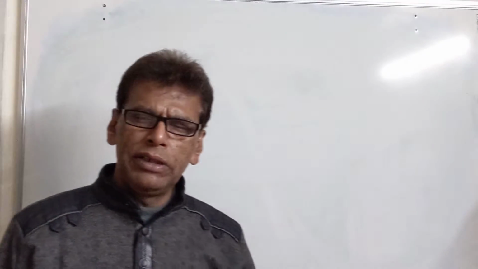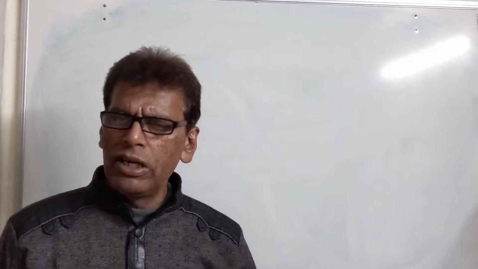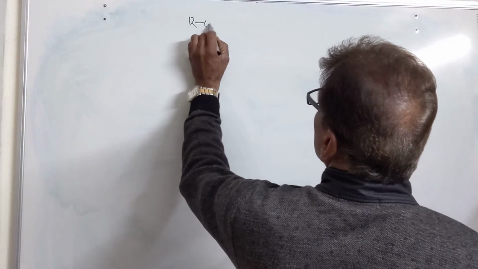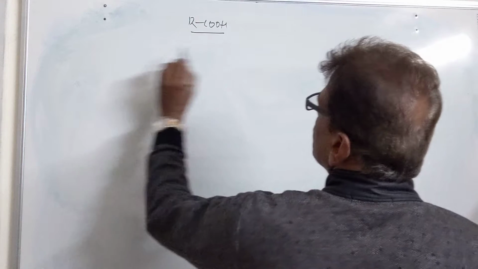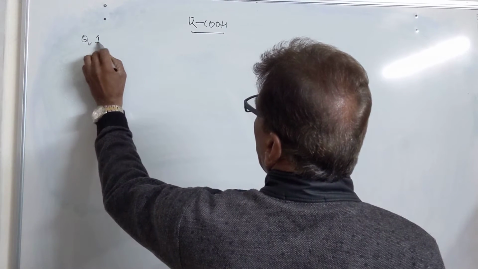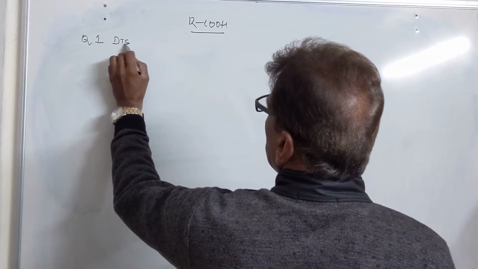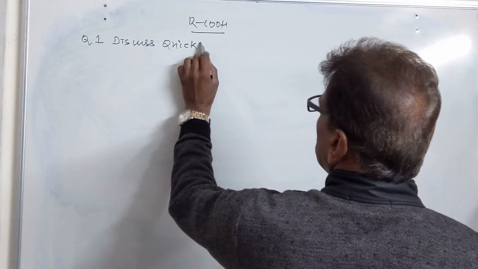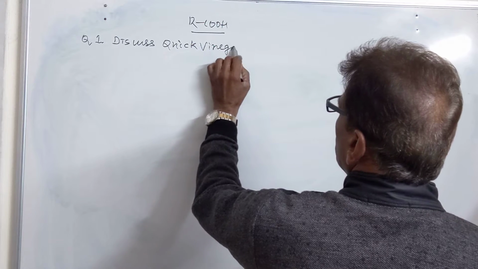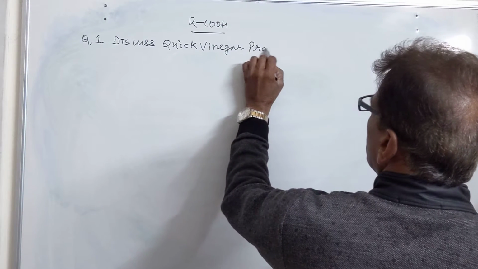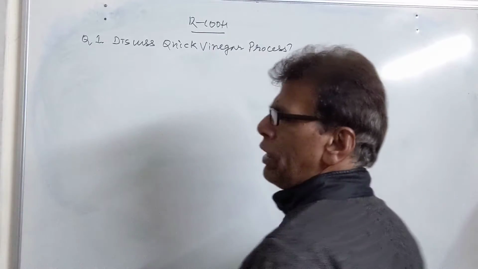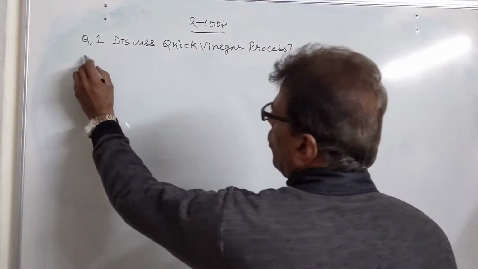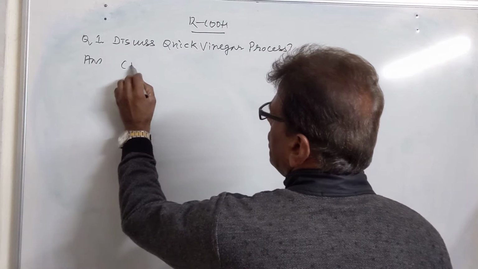So continuing with the exam time questions, we are now starting with the carboxylic acids. First question in carboxylic acid is: discuss quick vinegar process. Quick vinegar process involves the synthesis of acetic acid from ethyl alcohol through fermentation.